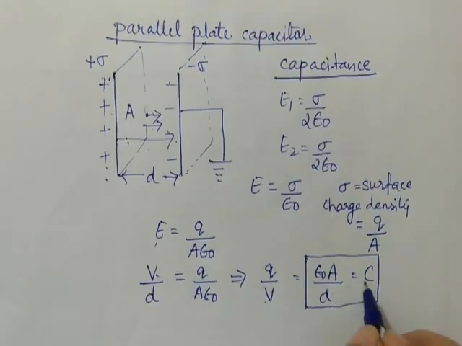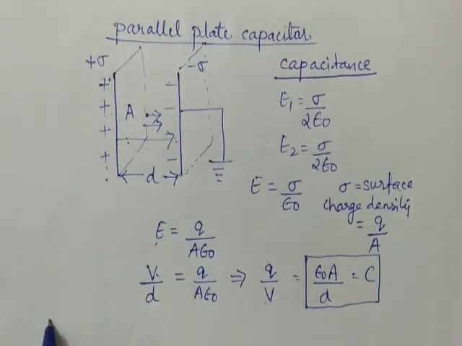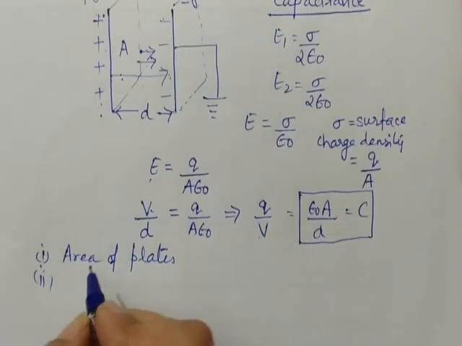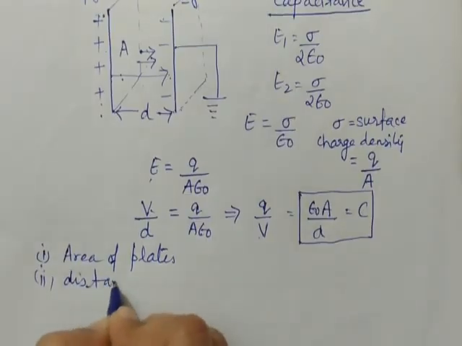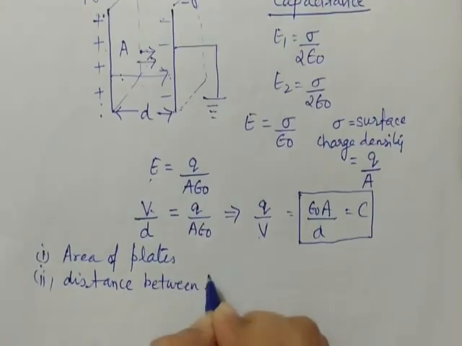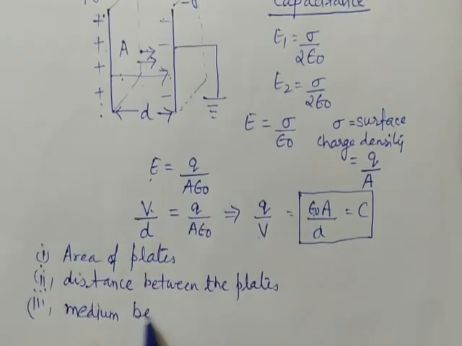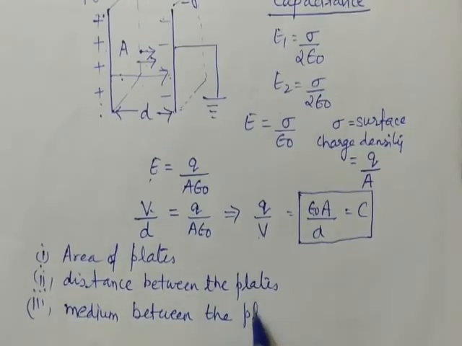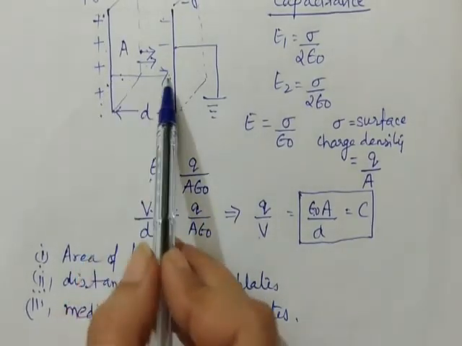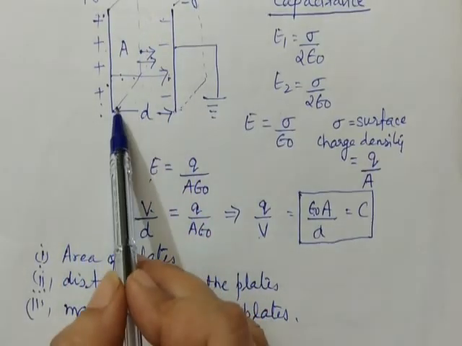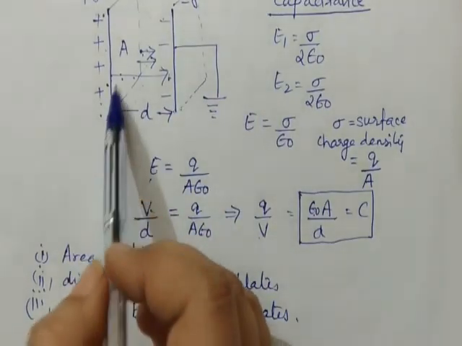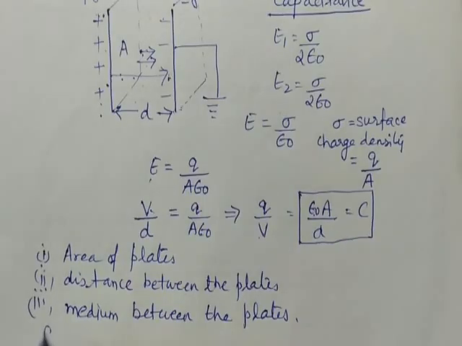This formula shows that the capacitance of a capacitor depends upon, first factor, the area of the plates, second factor, the distance between the plates, and third factor, epsilon naught, because it is in the formula, that means the medium between the plates. That means the medium present in the space between these two plates, the capacitance of the capacitor also depends on it.